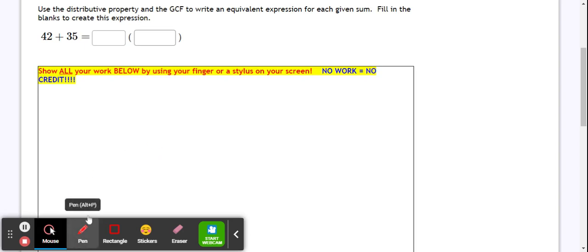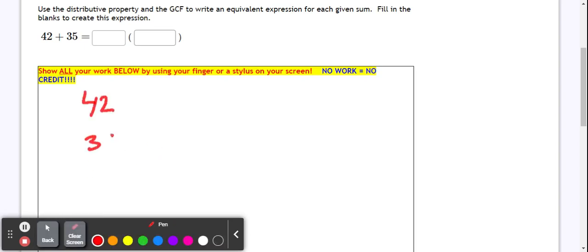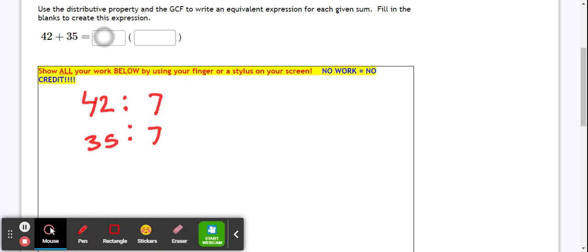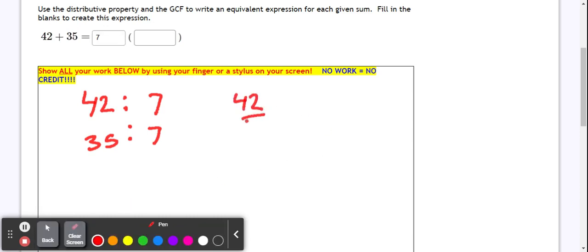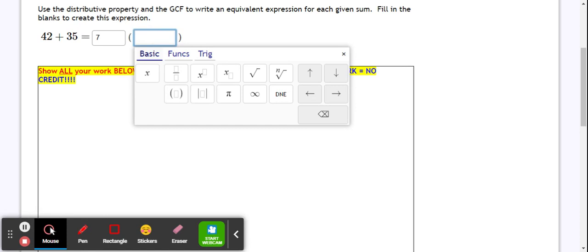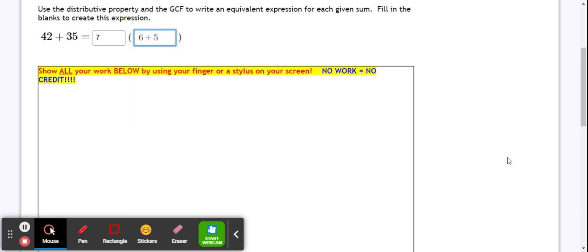Okay, GCF of 42 and 35. Now, I went through a long process in the other one, but I'm thinking 7 divides 42, and 7 also divides 35. Is there a bigger number than 7? I can't think of one. So 7 is the number that goes on the outside. Then I take 42 divided by 7, and that is 6, and 35 divided by 7, and that is 5. Oh, I cleared it by accident. The 6 and 5 were those two numbers. And this is right because 7 times 6 is 42 and 7 times 5 is 35. That should be correct.